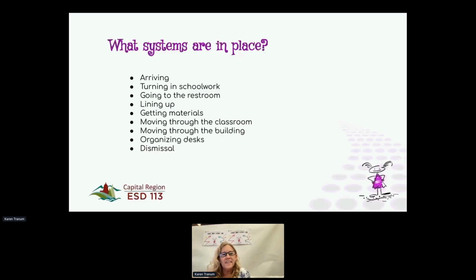So think of how you are going to line up your students in a way that makes sense to them, that they can visually make a line work for them, and make sure that it's pre-taught.